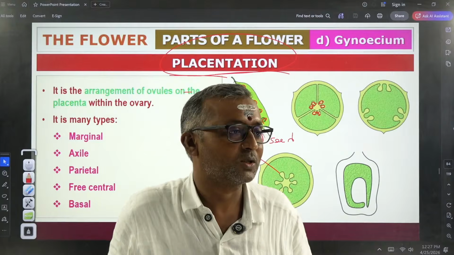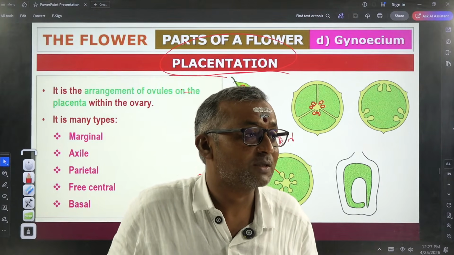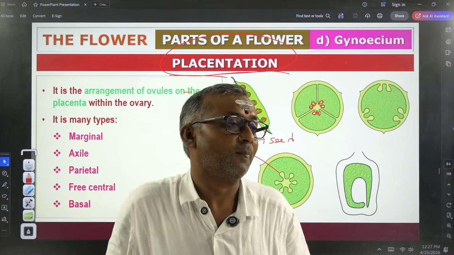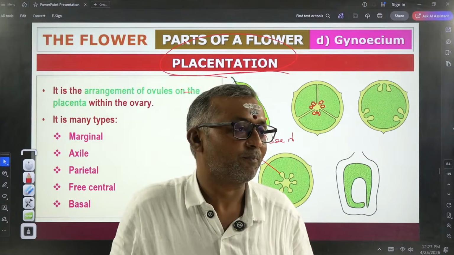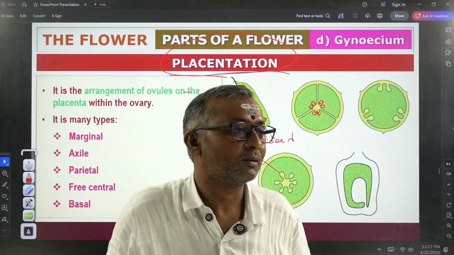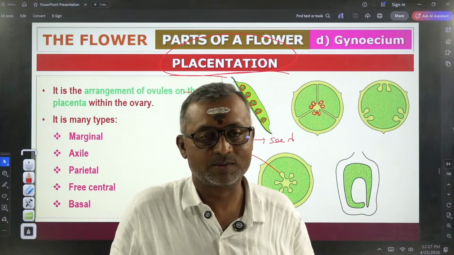Thank you, Koteshwar Rao. One question has come. Karthik, sir, what is the difference between carpel and pistil? Both are the same. Carpel is also called pistil. Gynoecium is made up of carpels.